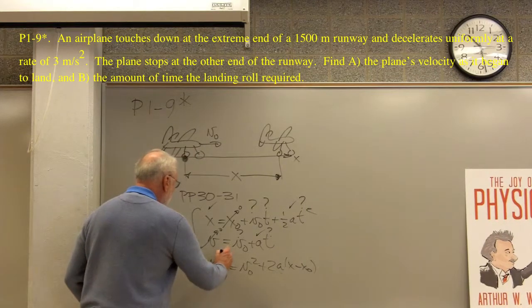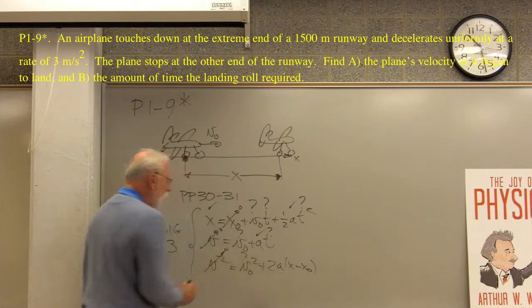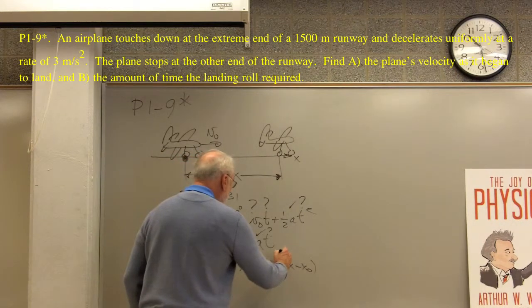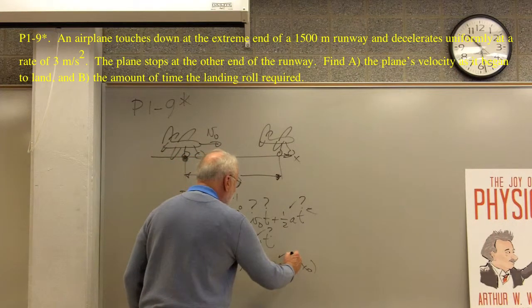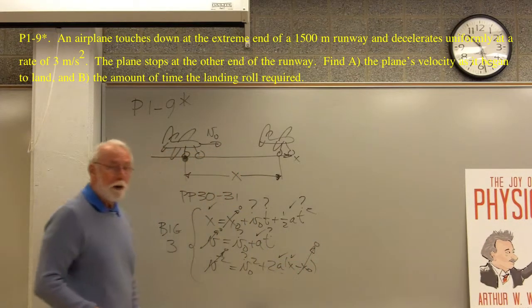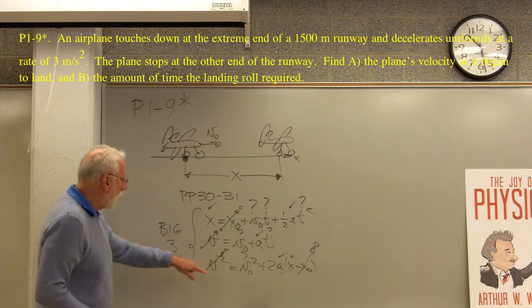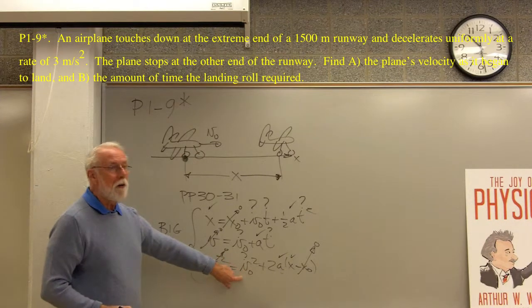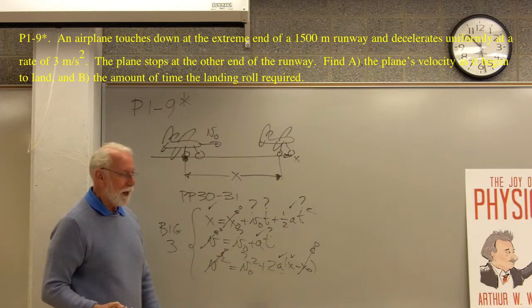V, that again is 0. V0, that's our unknown. A, that's given. X is given. And x0 is also 0. Now we're in business, because now we have an equation that has one unknown and the rest knowns. Great.